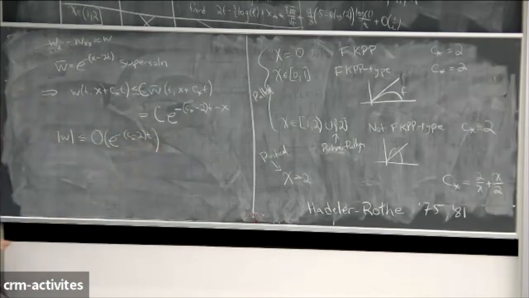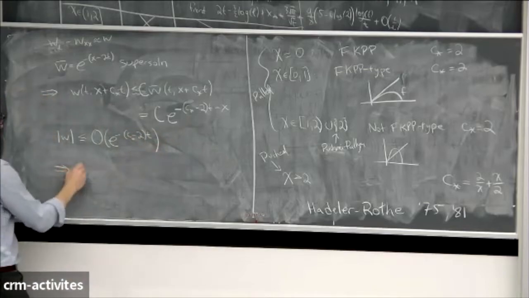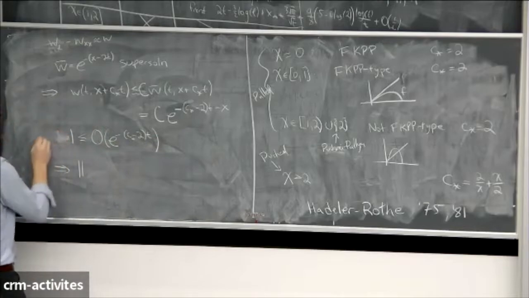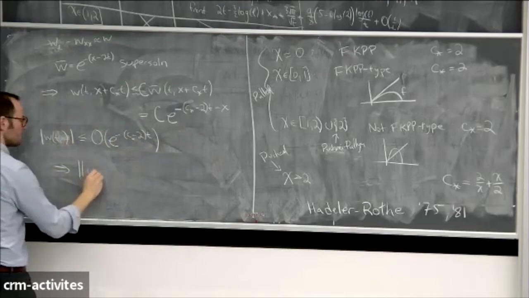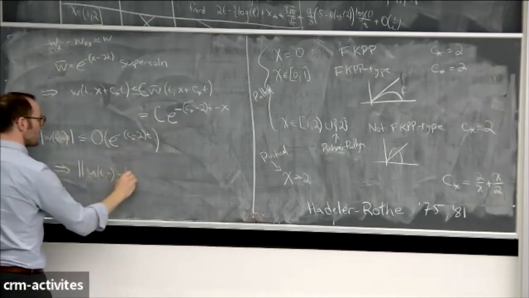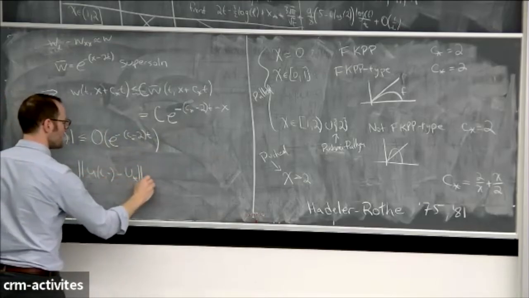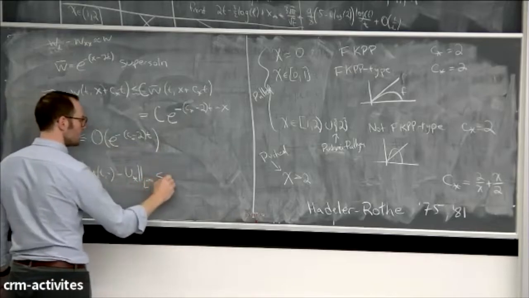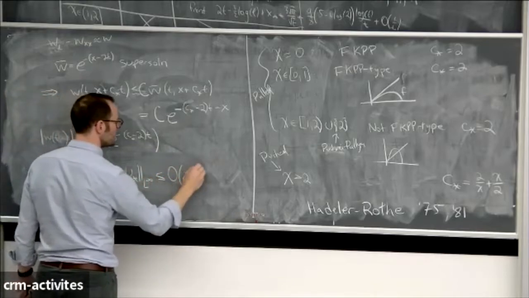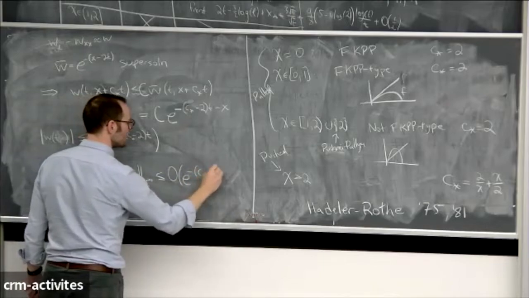That W is small, and so that tells me, let's say at time t, we get this, so then u of t minus u star in the sup norm, up to shifting this thing, should be less than or equal to O of e to the minus (c star minus 2)t.